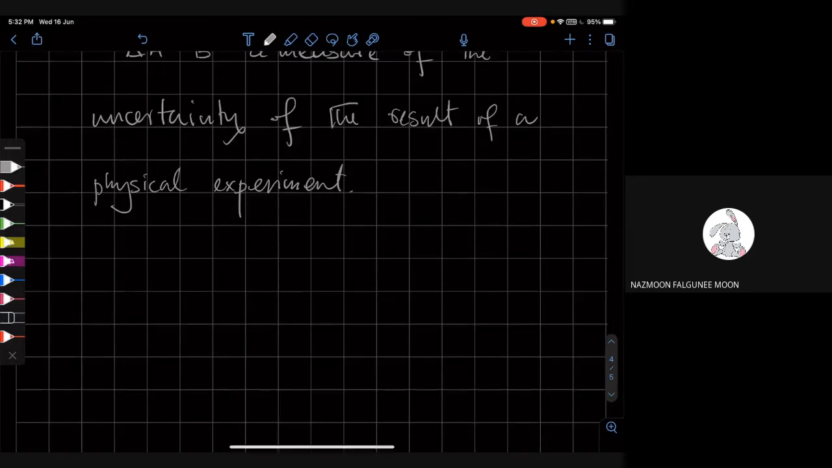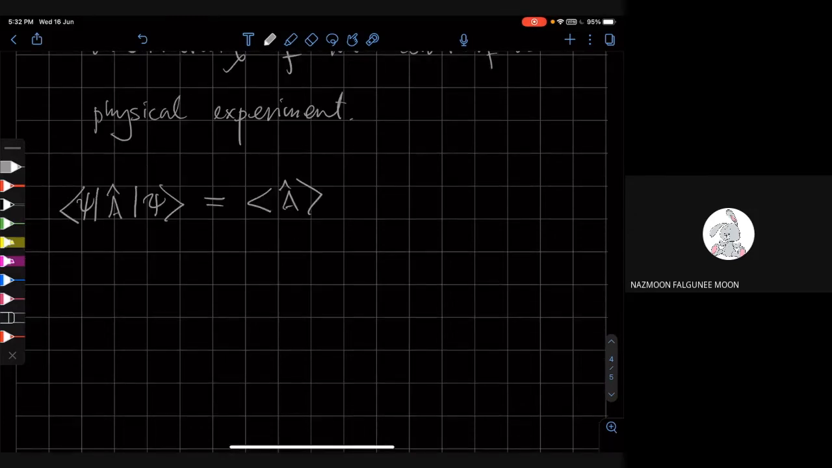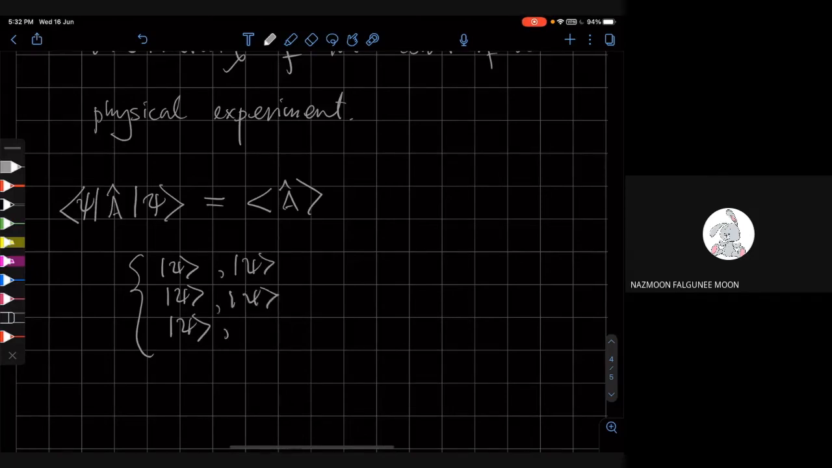What I mean is that when you're making an observation on an observable, say A, you have to have your system in some state psi, right? Suppose you're measuring, in some sense, the average of A. And how do you do that? You have, say, lots of identical copies of psi in your laboratory, and you make measurements of A on it, right?